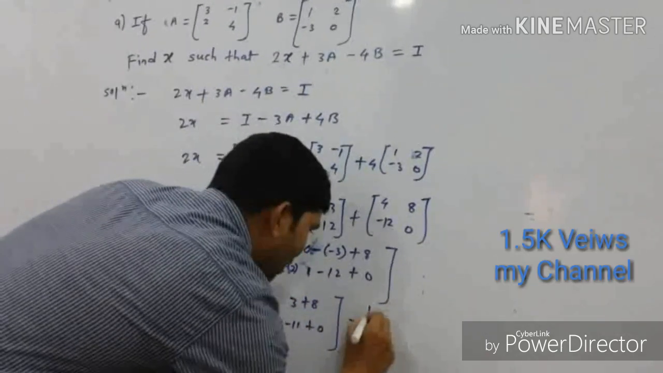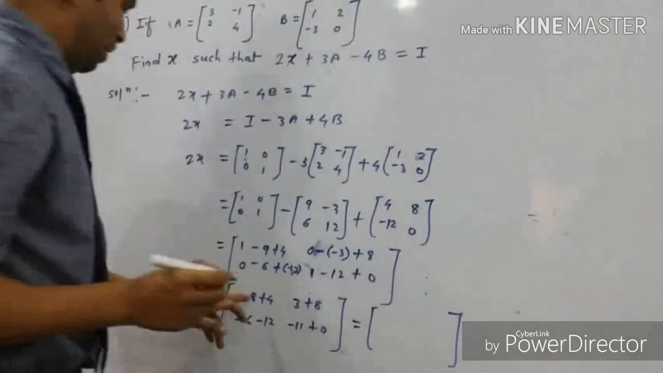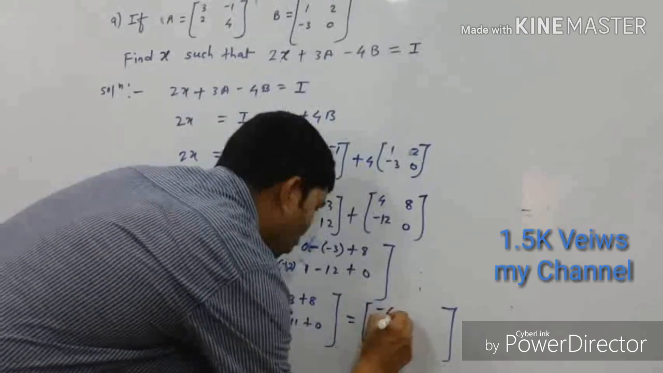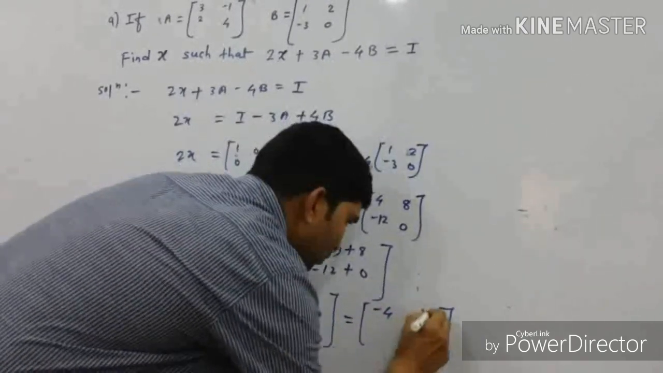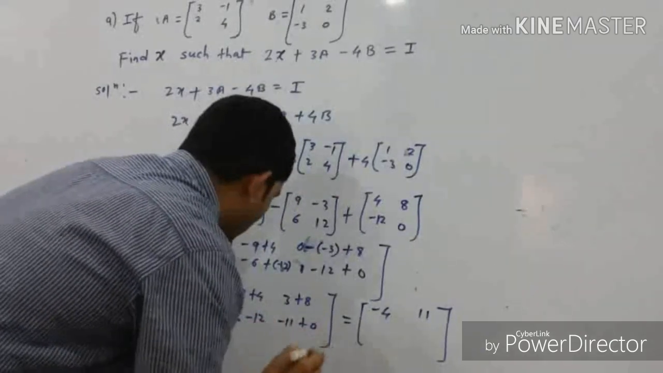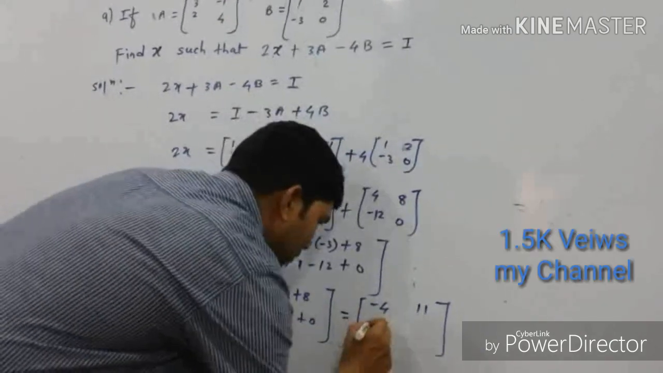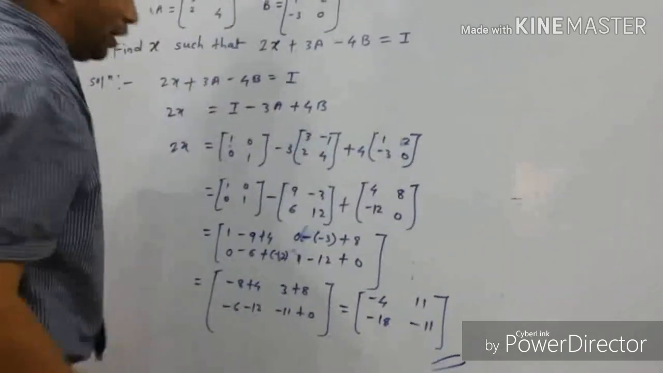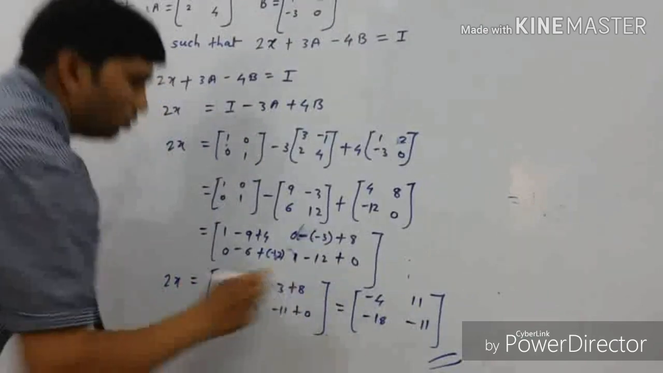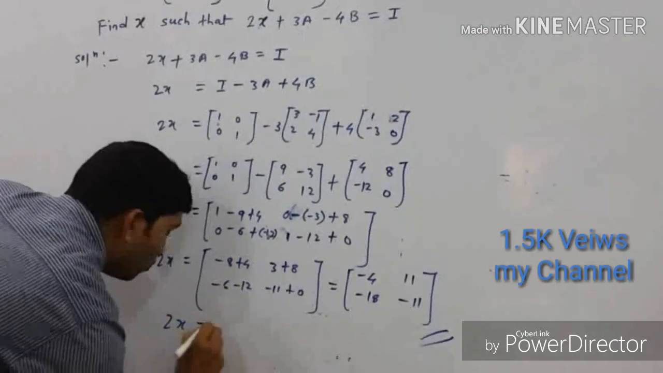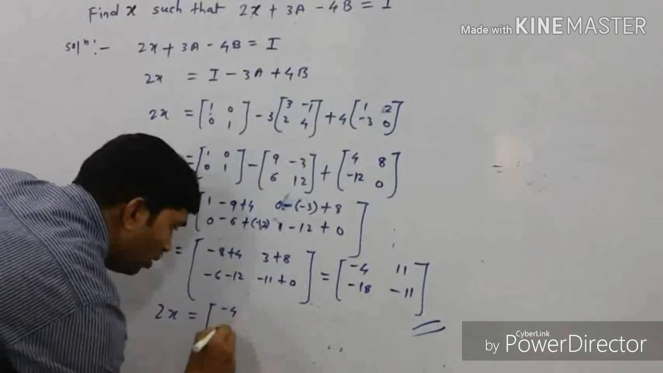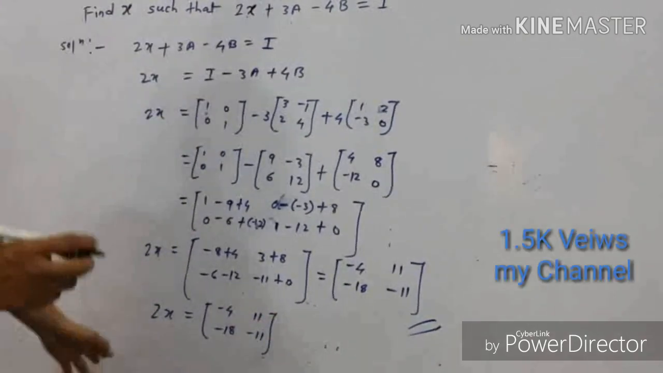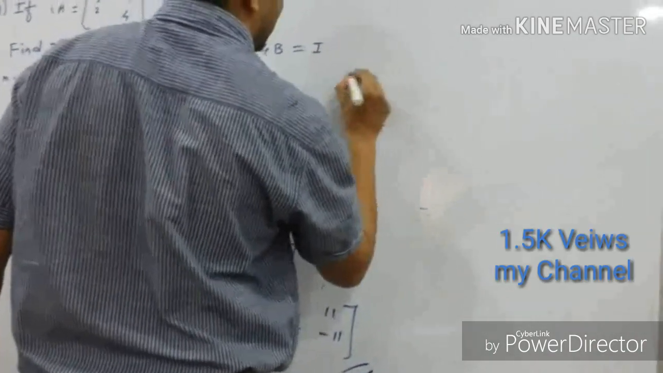Now we get final answer: minus 4 plus minus 8 plus 4, we get minus 4. 3 plus 8, 11. Minus 6 minus 12, that is minus 18, and minus 11. So we get 2x is equal to minus 4 minus 18, 11 minus 11. Now we have to find x.